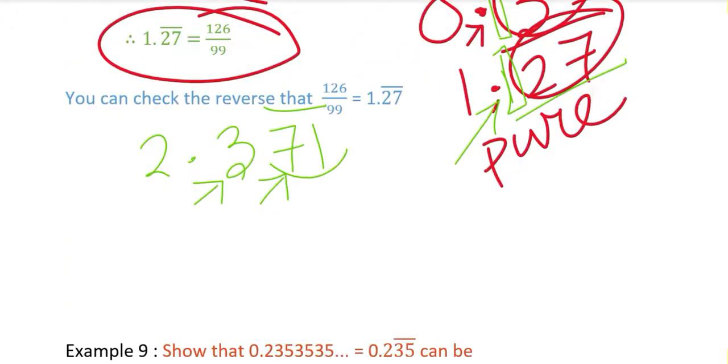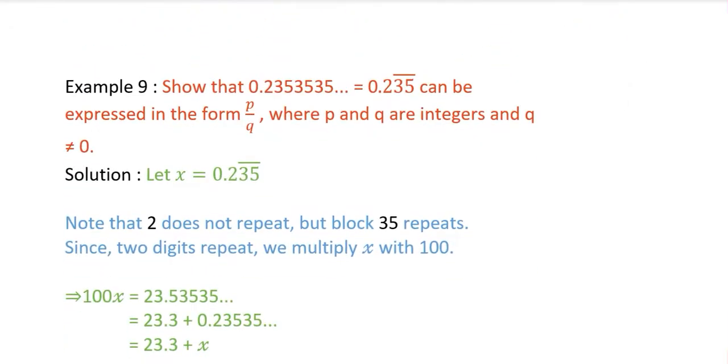ये 9 कैसे हो गया? It should be 4. Example 4. This should be 4.